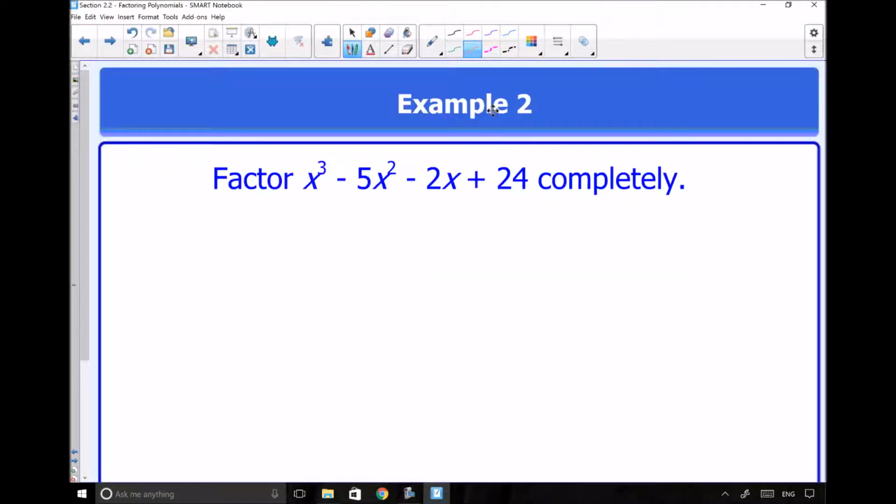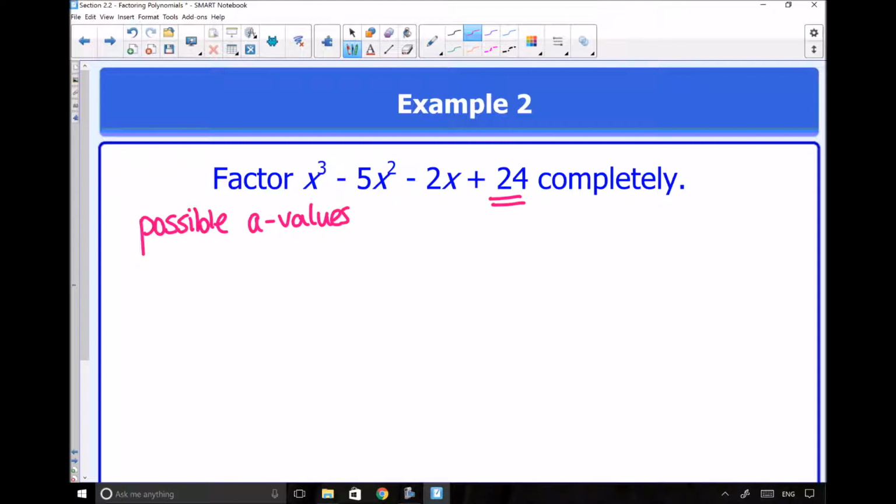So let's apply that information to this next example right here. Factor x cubed minus 5x squared minus 2x plus 24 completely. So right here, the first thing I'm going to do is I'm going to figure out all my possible a values. Well, my constant term is 24 right here. So this is my constant term.